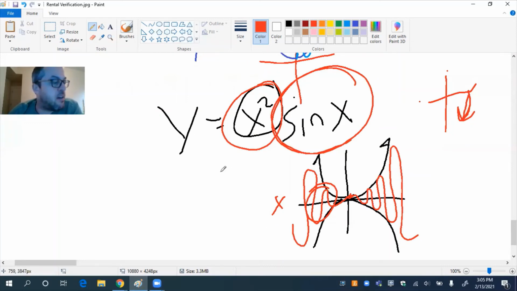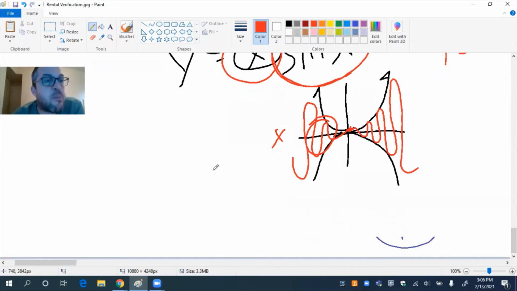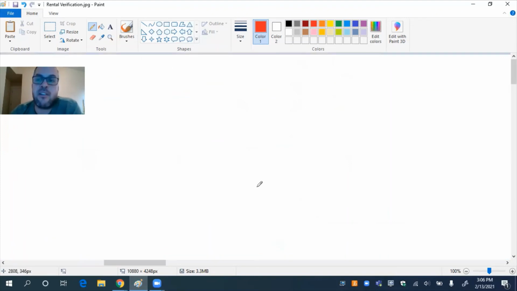All right. So, what else could be interesting? What if we combine, what if I did something like this? I'm running out of room here, so I'll just move over here and go to the top. What if I have absolute value? What if I have something like this? Y equals the absolute value of sine of x.